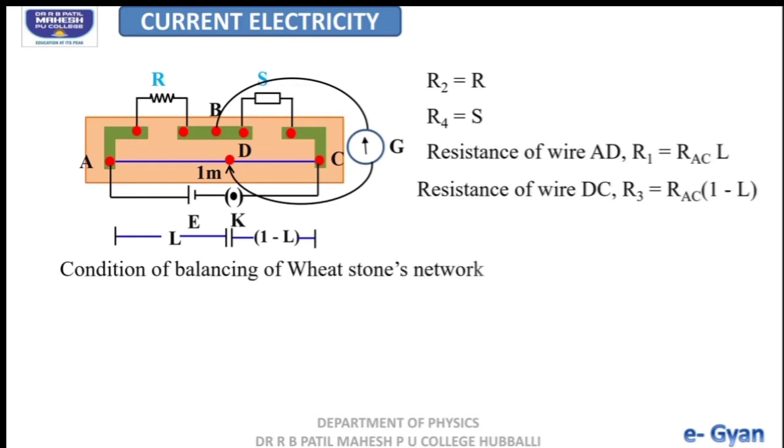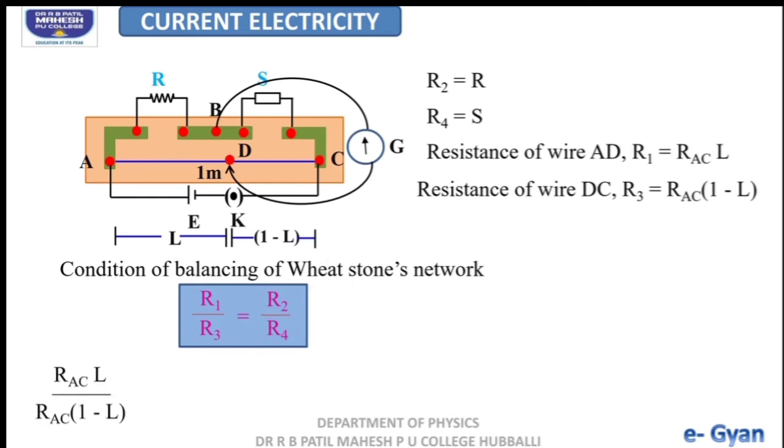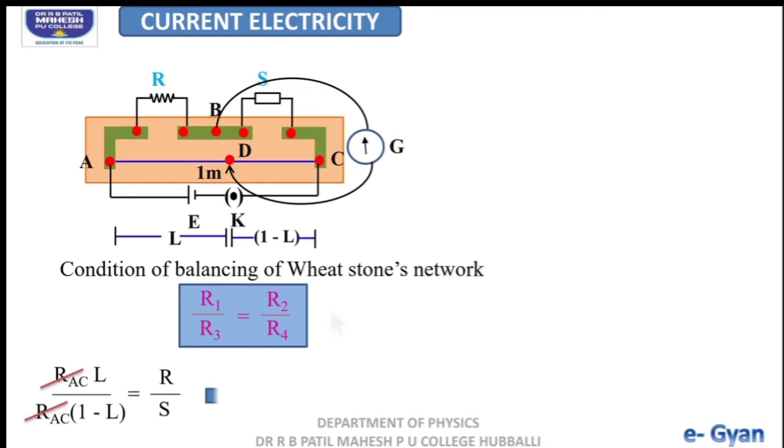Okay, now we know the balanced condition for Wheatstone network, that is given by R1 by R3 is equal to R2 by R4. Putting the values of R1, R2, R3 and R4 in this equation, we can show that RAC into L divided by RAC into 1 minus L is equal to R divided by S. RAC and RAC will get cancelled, and finally rearranging all these terms, we can express this equation in terms of R, that is given by R equal to S into L divided by 1 minus L.